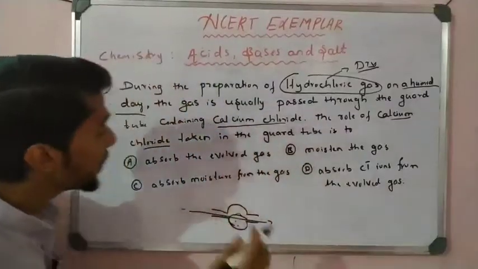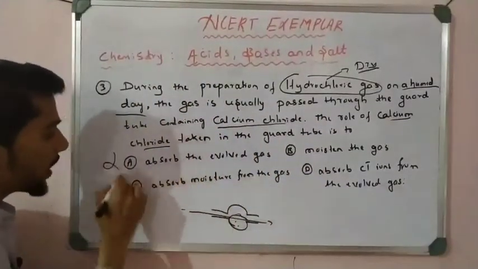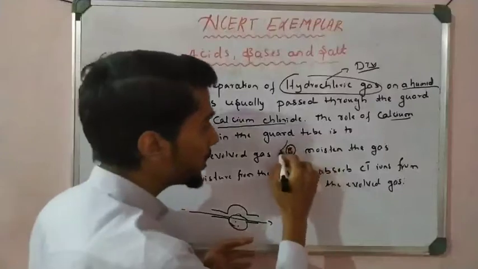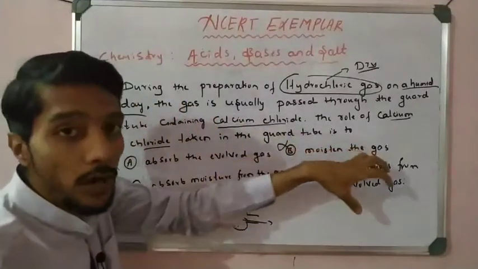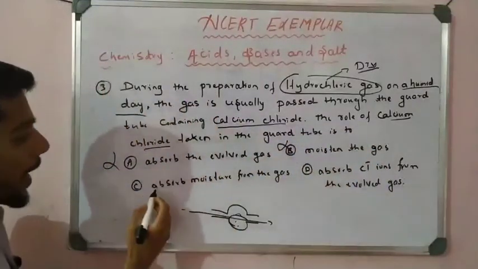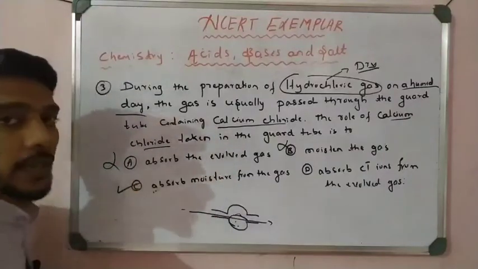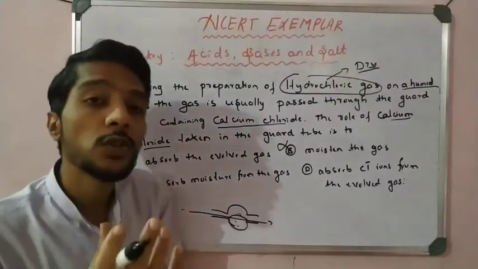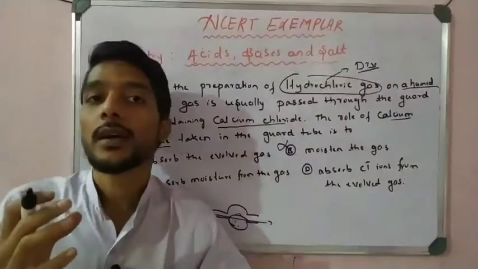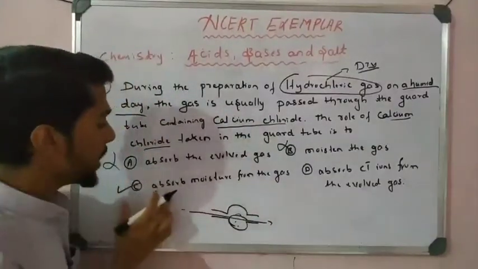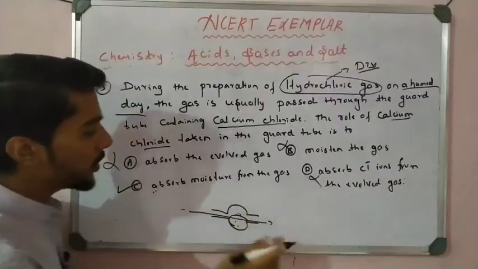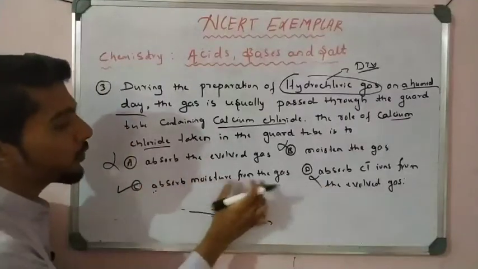So let us see the answer. Absorb the evolved gas, that is not the correct answer. Moisture, no, it is removal of water, not adding water. So see here, absorb moisture from the gas, that is correct. Absorption of moisture means absorption of water droplets from the gas, that is important. So this one is correct: absorb moisture from gas.